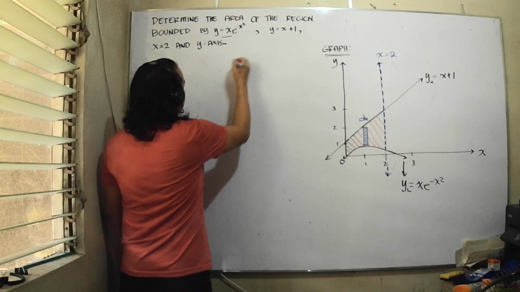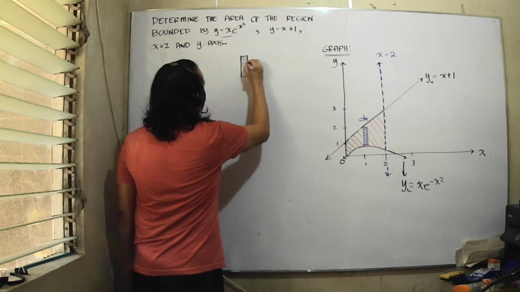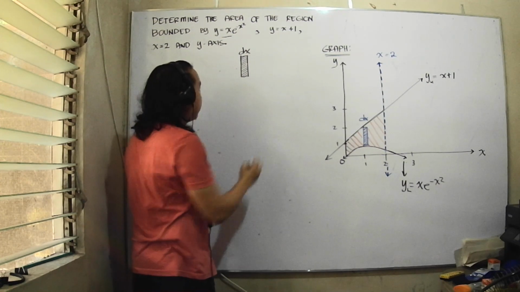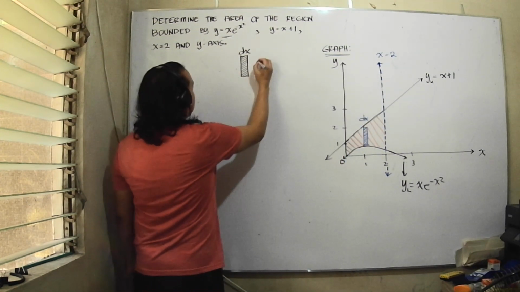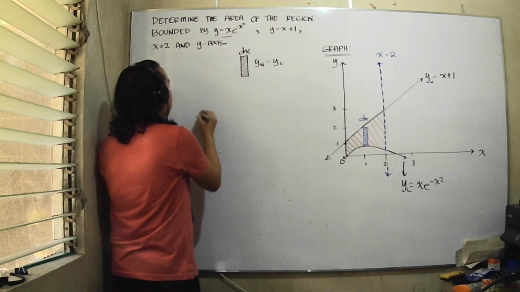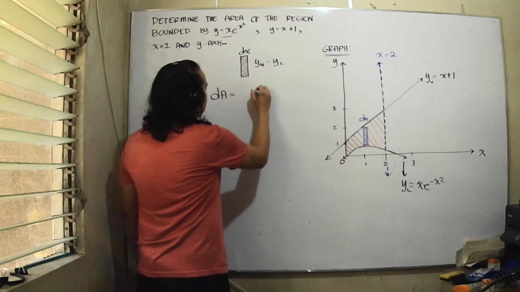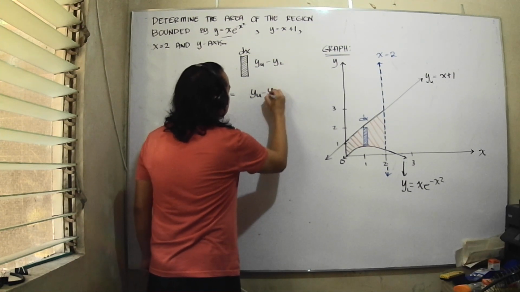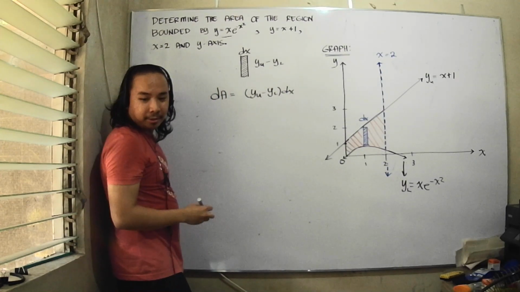I'm drawing here. This is just dx times what? This is y upper minus y lower. The differential area would be equal to y upper minus y lower, multiplied by dx. Okay?